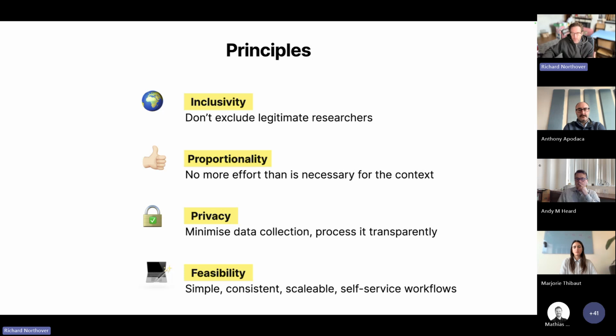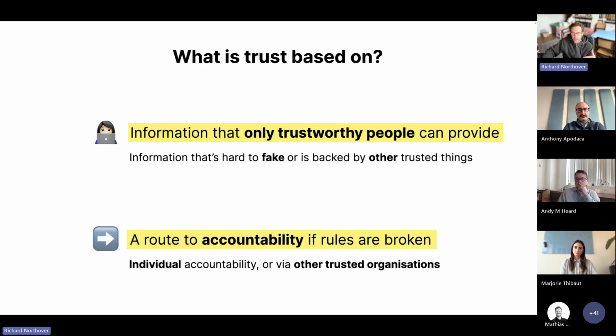So next, we need to have a bit of a think about what trust actually is based on. And the way we've been thinking about it is that it's about getting information that real researchers find easy to provide, but dishonest ones don't. And that means things that are hard to fake or that have backup from other trusted entities.